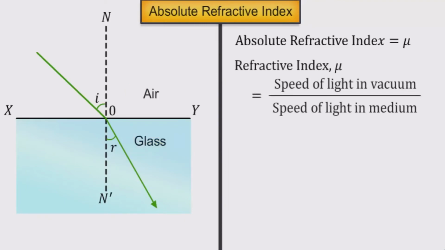Refractive index is just a number and is significant even though it does not have any unit, because the value of mu of a medium indicates the extent to which a ray of light bends on entering the medium at a given angle of incidence.